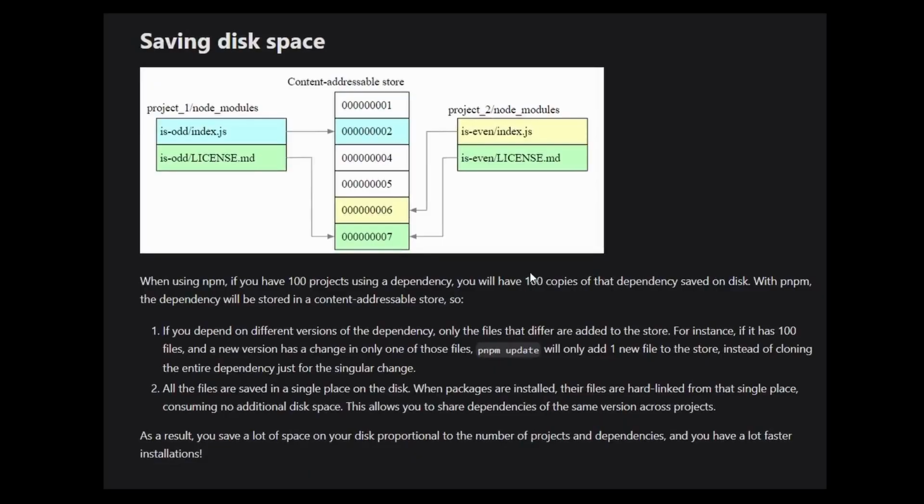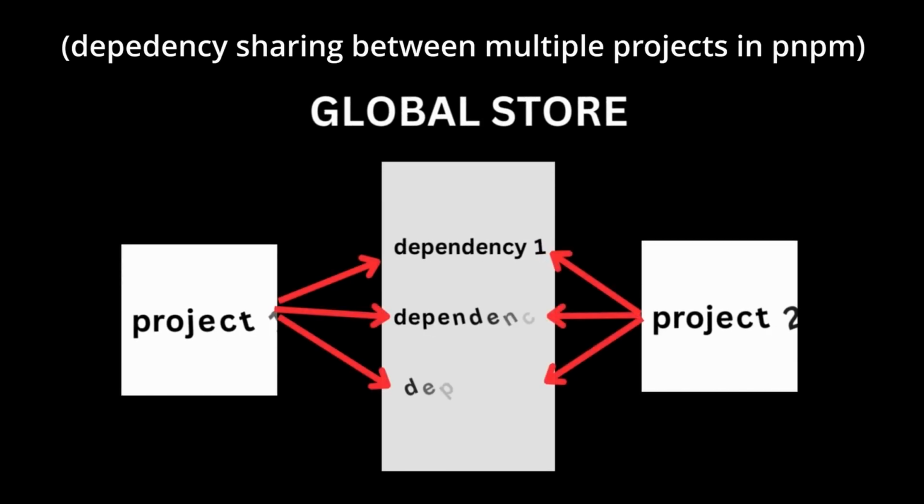The first advantage of pnpm is disk space efficiency. Pnpm uses a unique approach called hard linking to store dependencies. This means that if multiple projects use the same version of a package, pnpm will only store it once on disk. This can lead to significant disk space savings, especially when working on multiple projects. So when multiple projects need the exact same dependencies, pnpm doesn't store separate copies for each project. It's like creating a shared library of parts that all your projects can use.